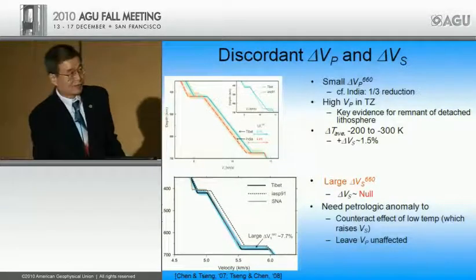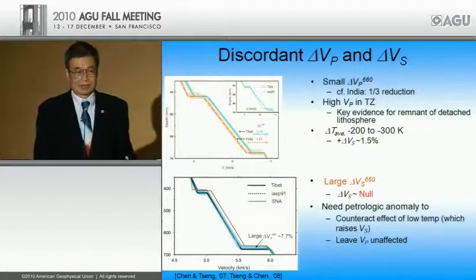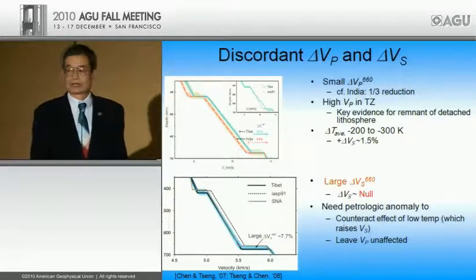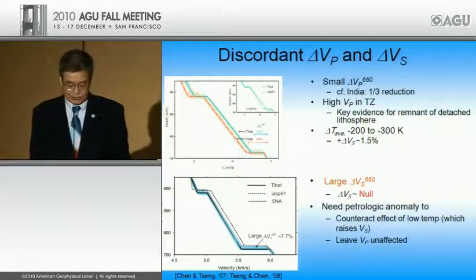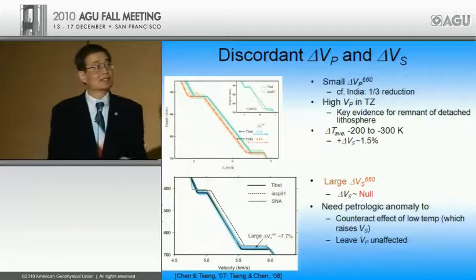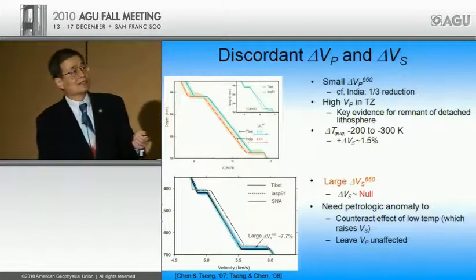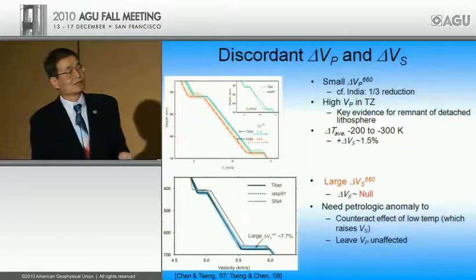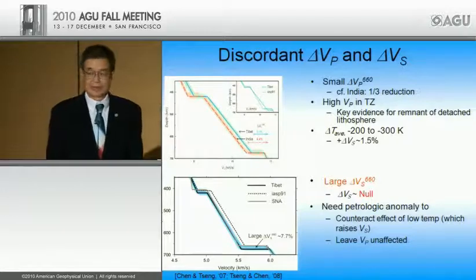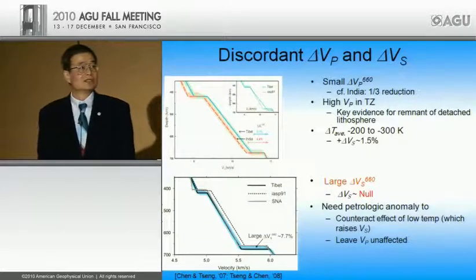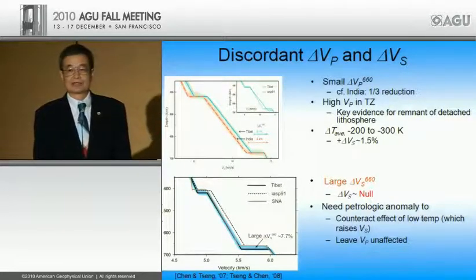So we first came up with this idea by looking at the P-wave data, and it's natural to look at the S-wave data. You perhaps expect to see the same thing because the amount of temperature anomaly that we expect is about minus 200 to 300 K. We expect the VS to be raised by about 1.5% if it's a purely thermal anomaly. But we couldn't find it. We couldn't see it. S-wave couldn't see this anomaly at all.